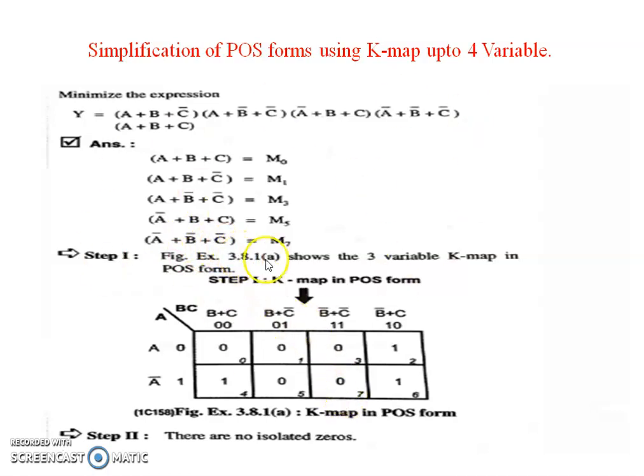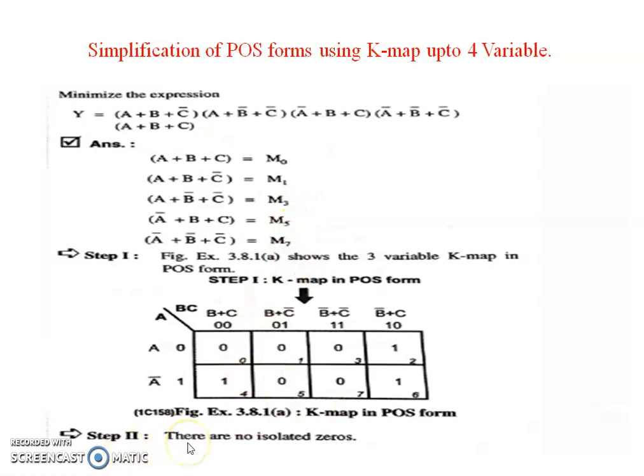Whenever you perform the operation on product of sum, it is represented in 0 format, and whenever you perform the operation on sum of product, it is represented in 1 format. So here we solve the example with the help of product of sum, so we mention 0. Our next step is to draw the K-map for product of sum form. Here we draw a 3 variable K-map, that is A, B, C. So here we write 0s at M0, M1, M3, M5 and M7.